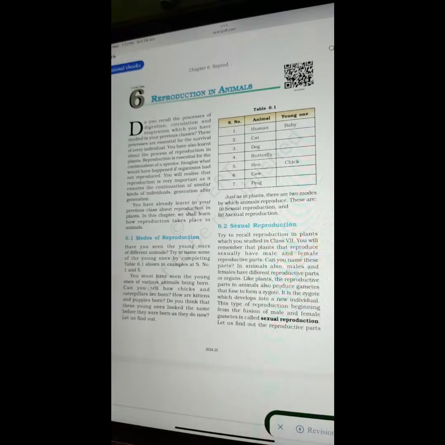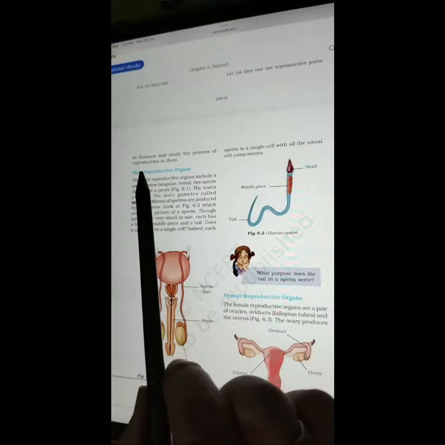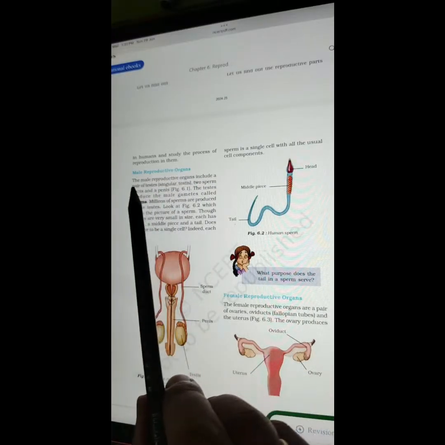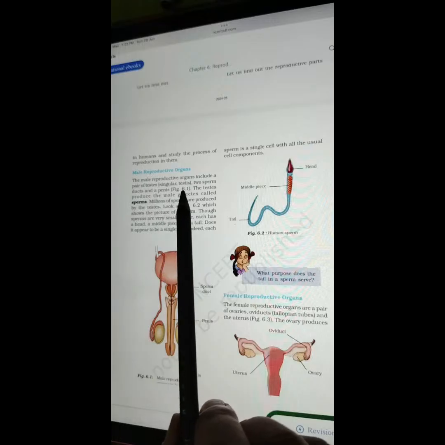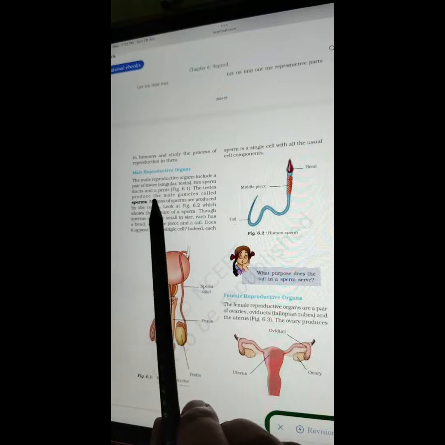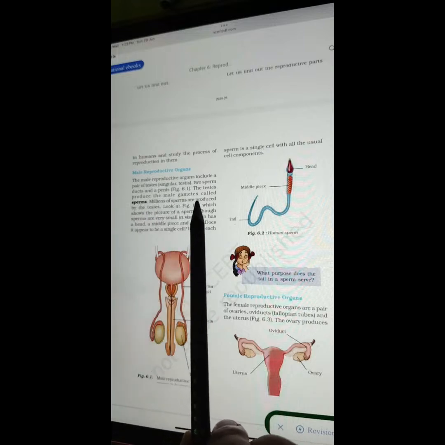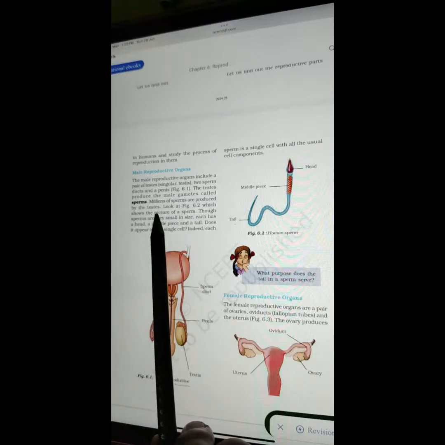Let us find out the reproductive parts in humans and study the process of reproduction in them. Male reproductive organs. The male reproductive organs include a pair of testes, singular testis, two sperm ducts, and a penis. Figure 6.1. The testes produce the male gametes called sperms. Millions of sperms are produced by the testes.